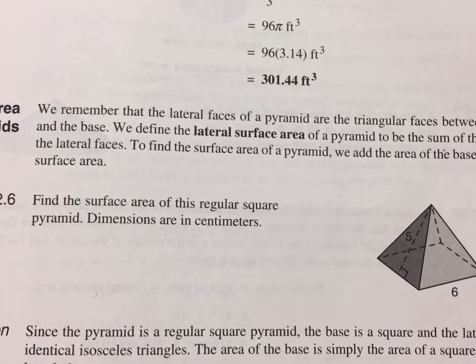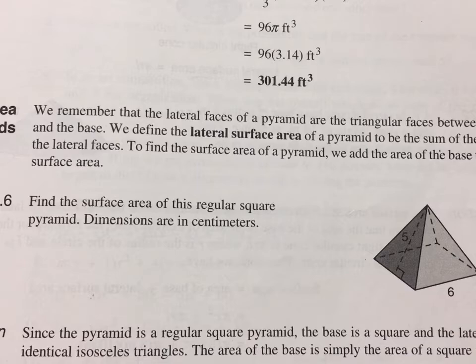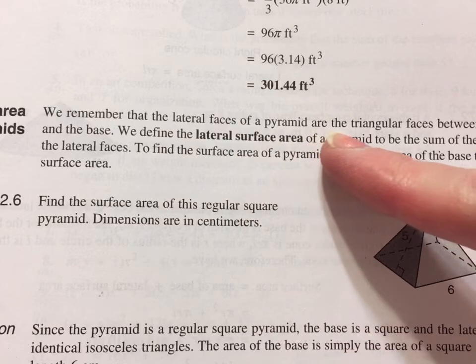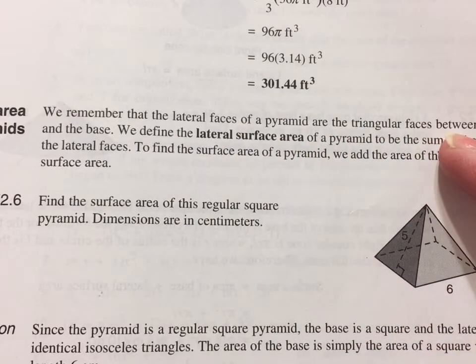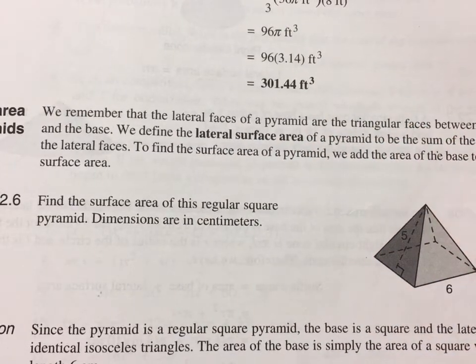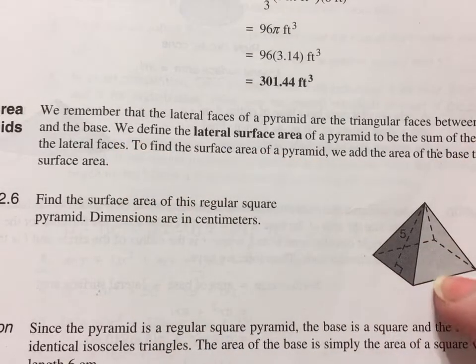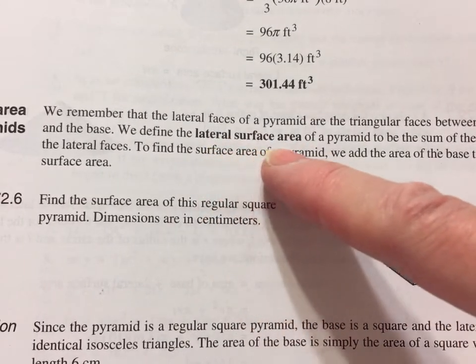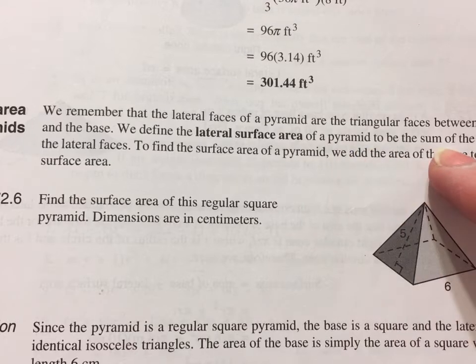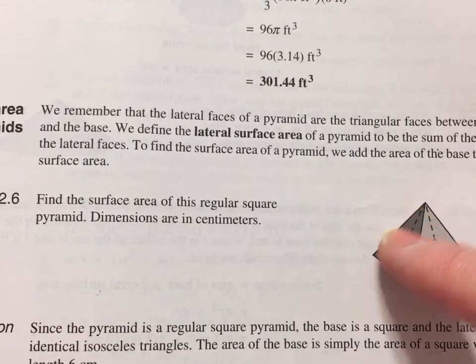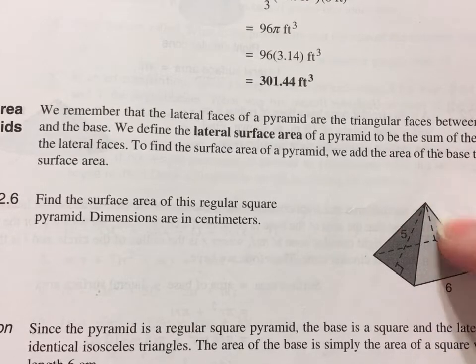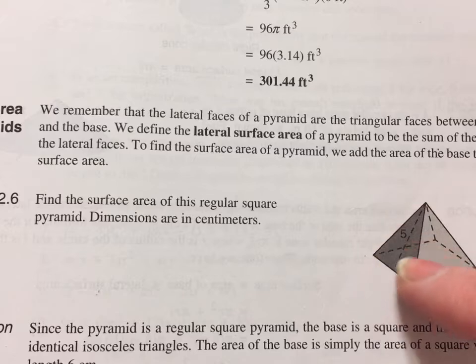Okay, so let me get that close here. All right, so look at this. We remember that the lateral faces of a pyramid are the triangular faces between the vertex and the base. So this is a lateral face of the pyramid. Okay, we define the lateral surface area of a pyramid to be the sum of the areas of all of the lateral faces. So there's a lateral face on this side, one on this side, one on this side, one on this side.